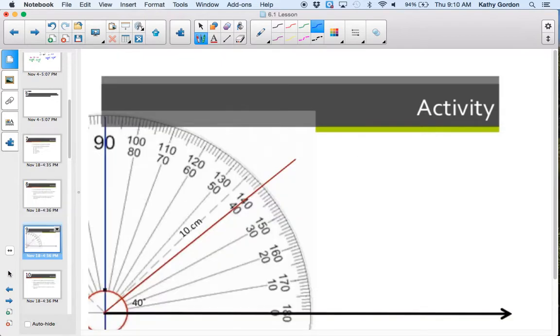For my example, I've chosen a 40-degree angle. Here's the ray that's on the paper, and I've labeled the 40 degrees inside there. You can have whatever measurement you want, just as long as it's acute.